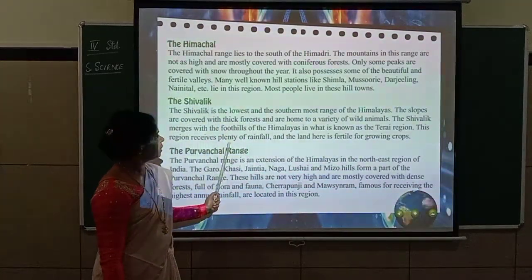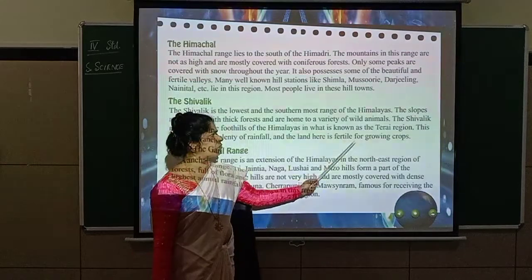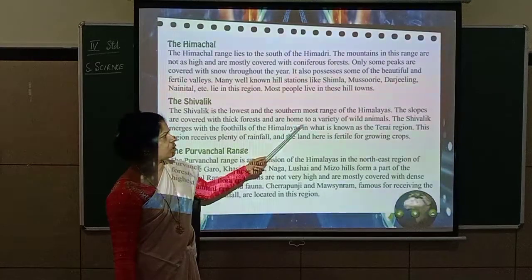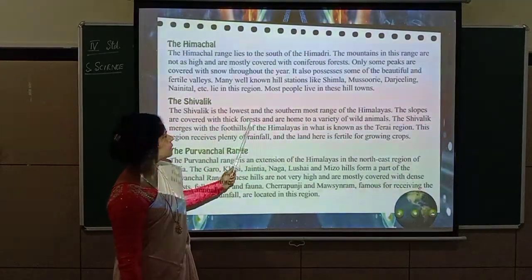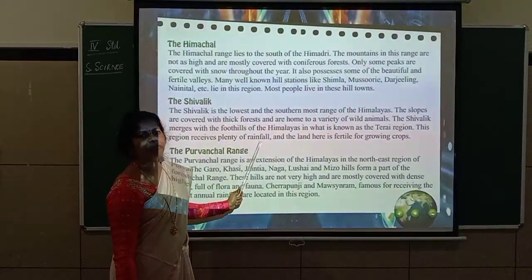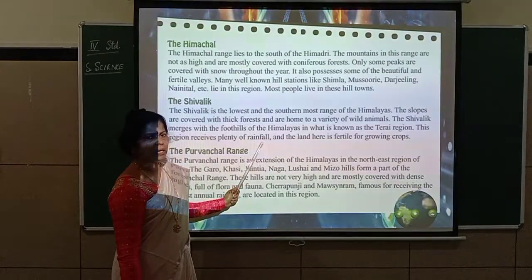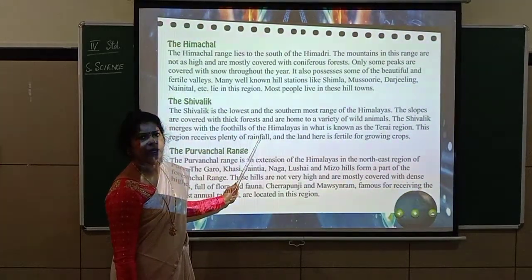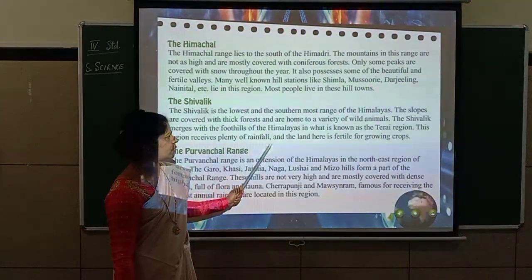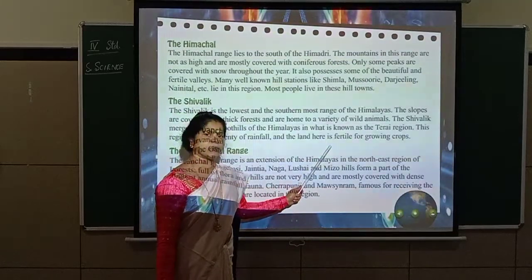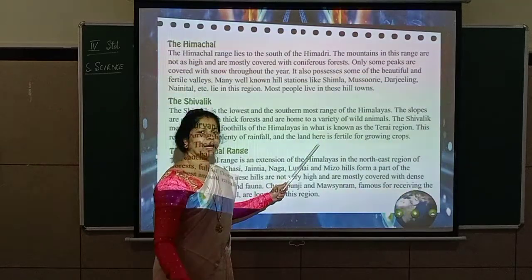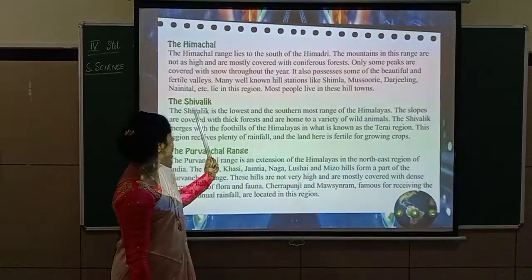This region receives plenty of rainfall and the land here is fertile for growing crops. Yes. So here, why is it always green in color? You have already seen that it has got thick forest. Why is it thick forest? The main reason is that there is plenty of rainfall. When there is enough rainfall, what will happen? It will help in the growth of more and more plants. That is why it has a thick forest. And the land here is fertile for growing crops also, so the soil has fertility which helps in the growth of more and more crops. Did you understand? That is about the Shivalik range.